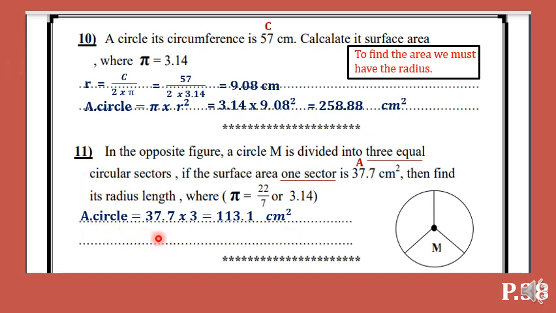Now we have the area of the circle, but I need to find the radius length, so I'm going to use this rule. R equals square root of area over pi. Square root of 113.1 over 3.14, which equals 6 centimeters.